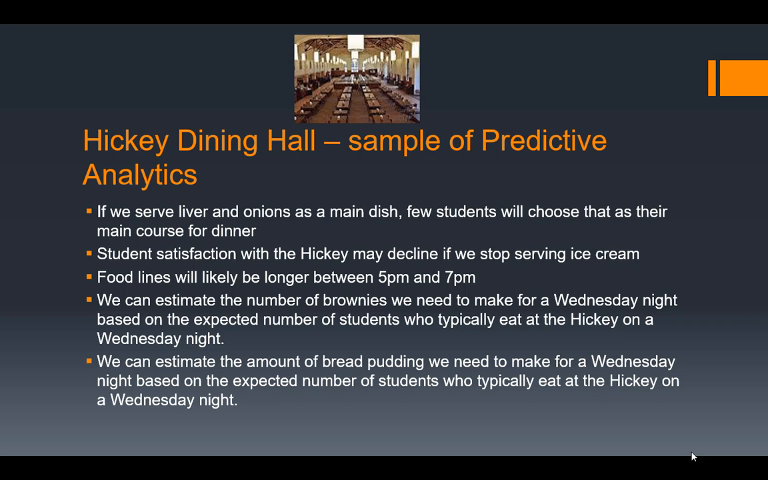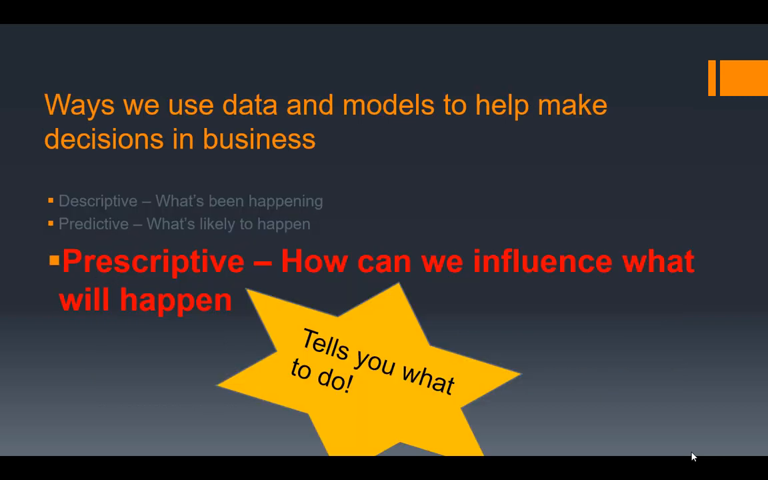We can estimate the number of brownies we need to make for Wednesday night based on the expected number of students who typically eat at the Hickey on a Wednesday. And we can estimate the amount of bread pudding we need to make for Wednesday night based on the expected number of students who typically eat at the Hickey on a Wednesday night. So based on that data collection and our descriptive analytics, we could now build a model to help us run the Hickey in a more efficient manner. And this would prevent us from making way too much bread pudding when we know that only 5% of students will eat it.